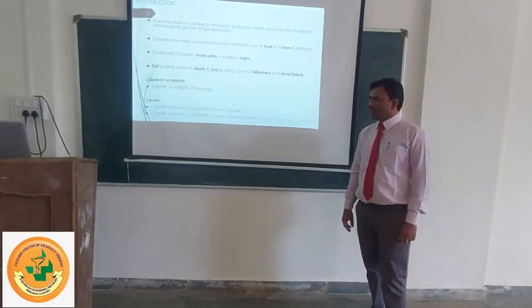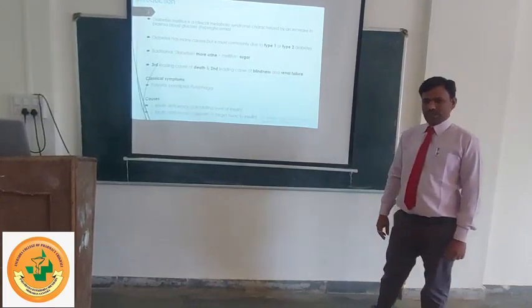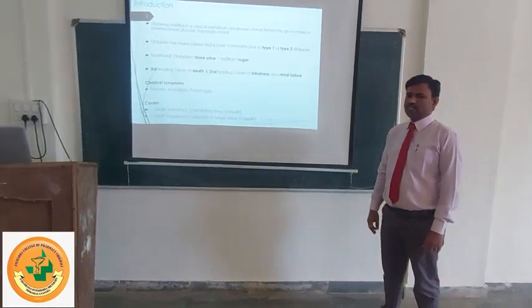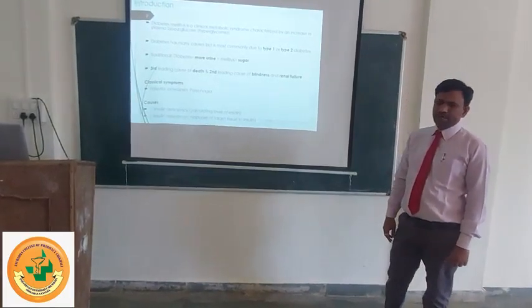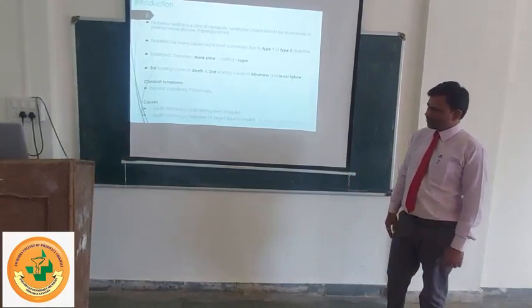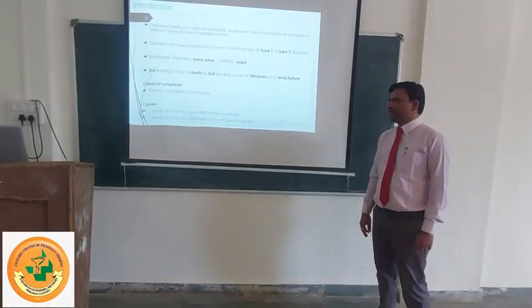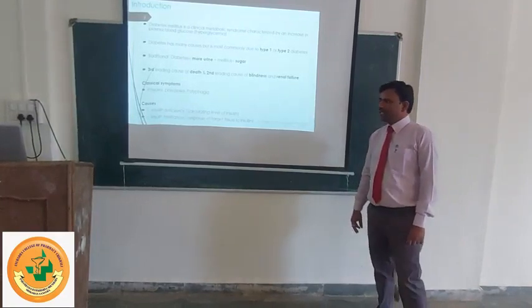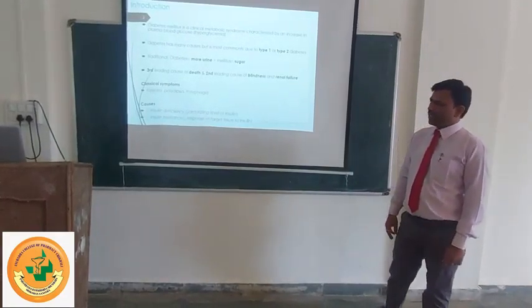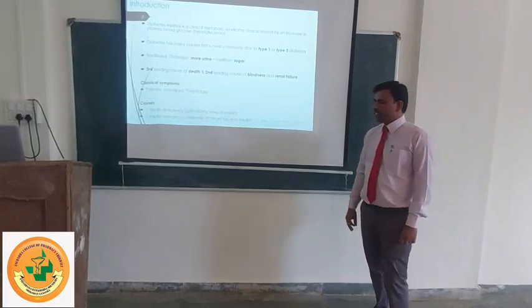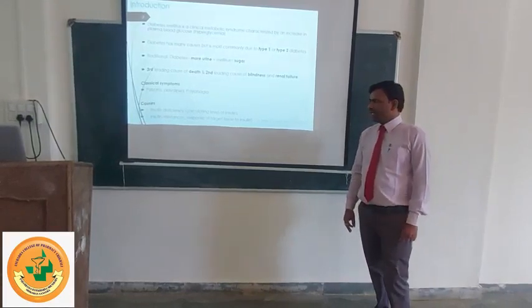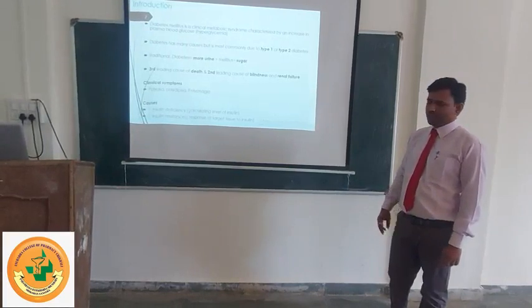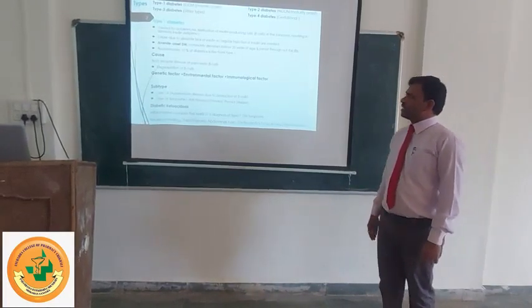Causes of diabetes mellitus: there are different causes, but clinically, mainly two are identified. First is insulin deficiency. If there is a decrease in the circulating level of insulin in your body, that is called insulin deficiency. Second is insulin resistance. It is a decreased response of target tissue to insulin. That is called insulin resistance.